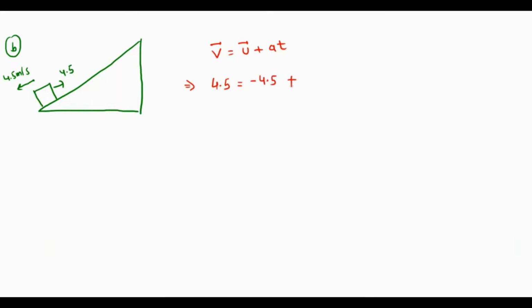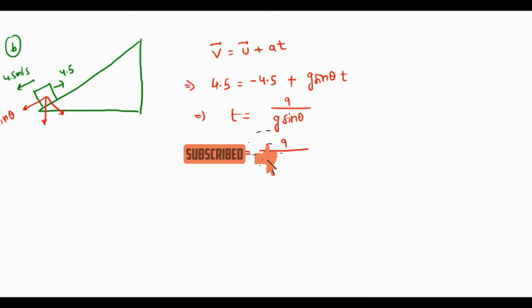Now a is something we need to work on because the acceleration is only due to the gravity. Gravity is acting perpendicular, but along the plane it will have a component of g sine theta. So g sine theta is the acceleration. We put that here, and this is the time. So time is going to be equal to 9 over g sine theta, where the value of theta is 22 degrees.